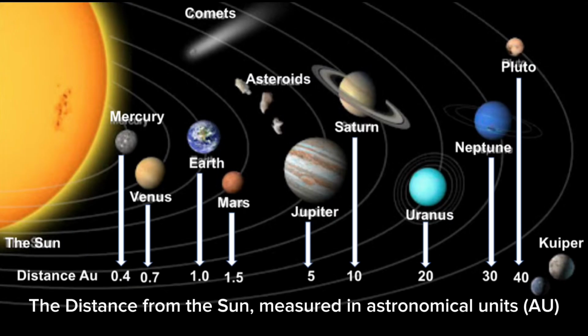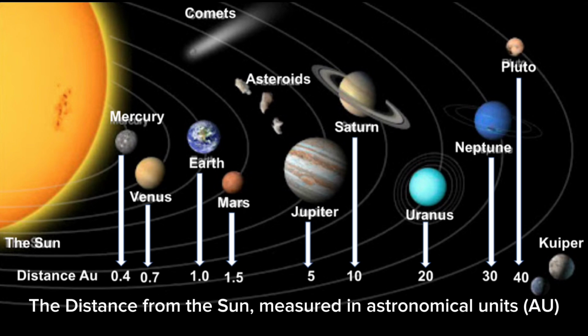The distance from the sun measured in astronomical units. Mercury is 0.4 astronomical units away from the sun. Venus is 0.7 astronomical units away from the sun. Earth is 1.0 astronomical units away from the sun. Mars is 1.5 astronomical units away from the sun.